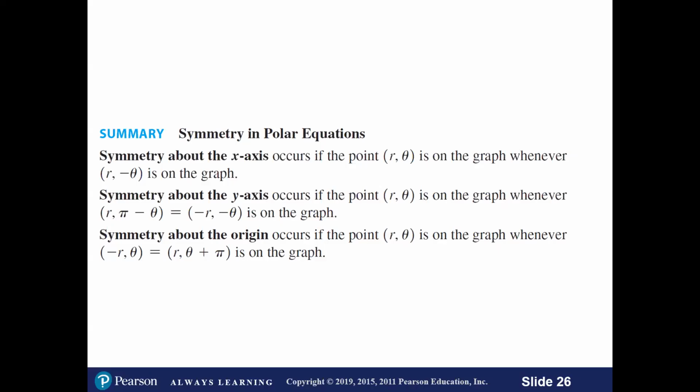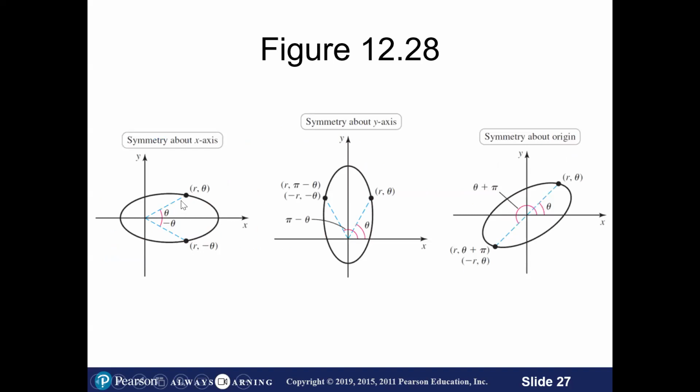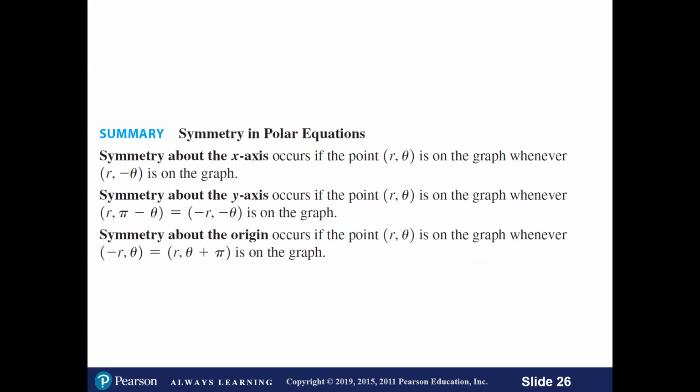So I want to wrap up then with a quick discussion about symmetry for polar equations. Symmetry about the x-axis occurs if the point r, theta is on a graph whenever r, minus theta is on the graph. So r, theta is on the graph, r, minus theta is also on the graph, and then the graph would be symmetrical about the x-axis.